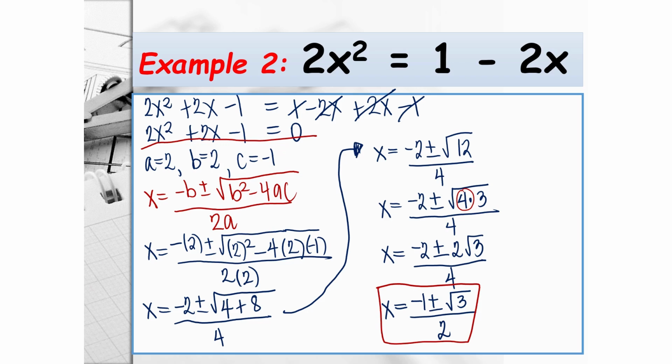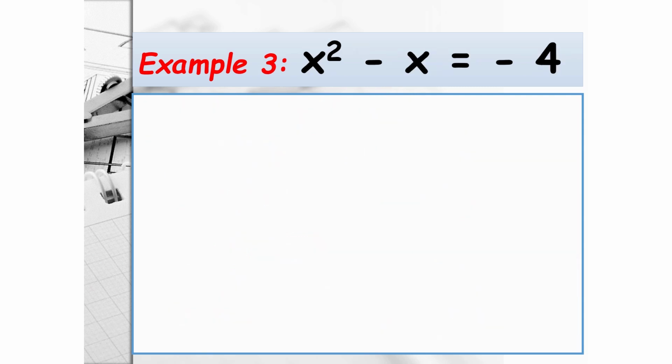Pwede naman din po x sub 1 is equal to negative 1 plus square root of 3 all over 2. And x sub 2 is equal to negative 1 minus square root of 3 all over 2. So, that's it for example 2.